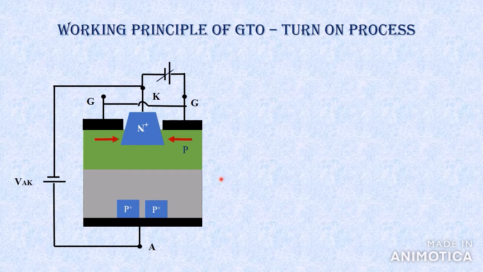As a result, the junction between the cathode terminal and the P layer will get forward biased, and electrons will start flowing from the cathode region. Electrons will be injected into the anode region from the cathode region. This in turn injects holes from the anode region. These anode regions are heavily doped. Due to the emission of electrons from the cathode region, holes get injected. This process continues and the gate turn-off thyristor, that is the GTO, gets turned on.